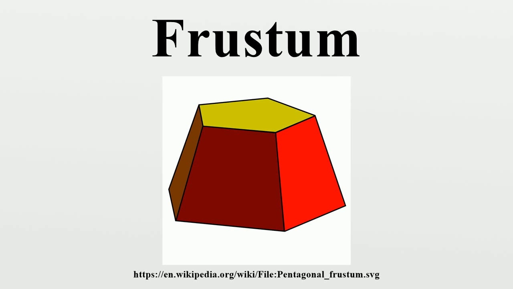Surface area. For a right circular conical frustum, where R1 and R2 are the base and top radii respectively, and s is the slant height of the frustum. The surface area of a right frustum whose bases are similar regular n-sided polygons is, where a1 and a2 are the sides of the two bases.